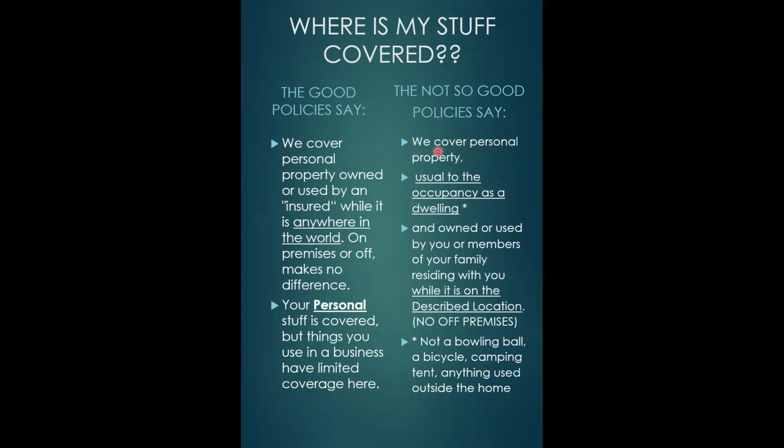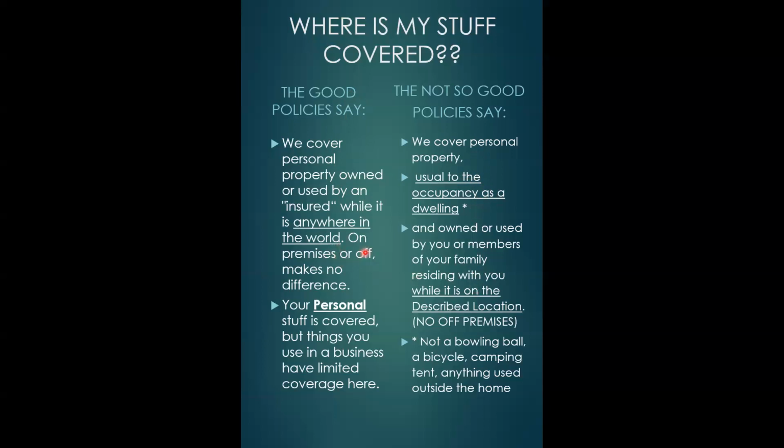And some of these policies will also go on to say, we only cover your personal property while it's on the described location. No off-premises coverage or very little off-premises coverage versus anywhere in the world. So very different insuring agreements are in play. Some policies say all of your stuff anywhere in the world. Some policies say not all your stuff, only household goods and only on premises.